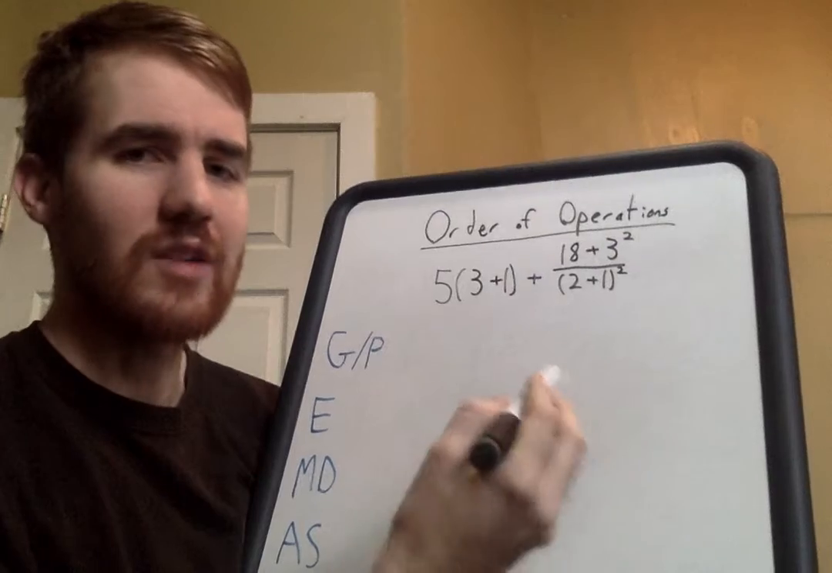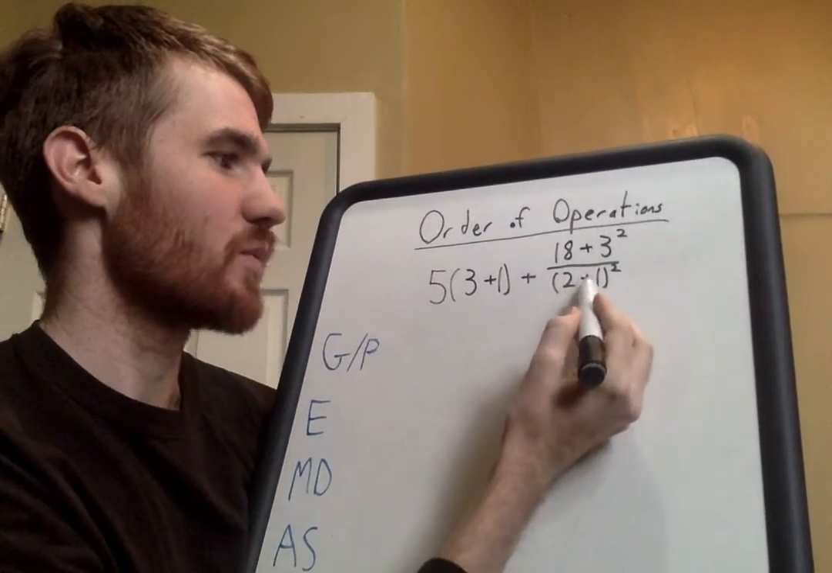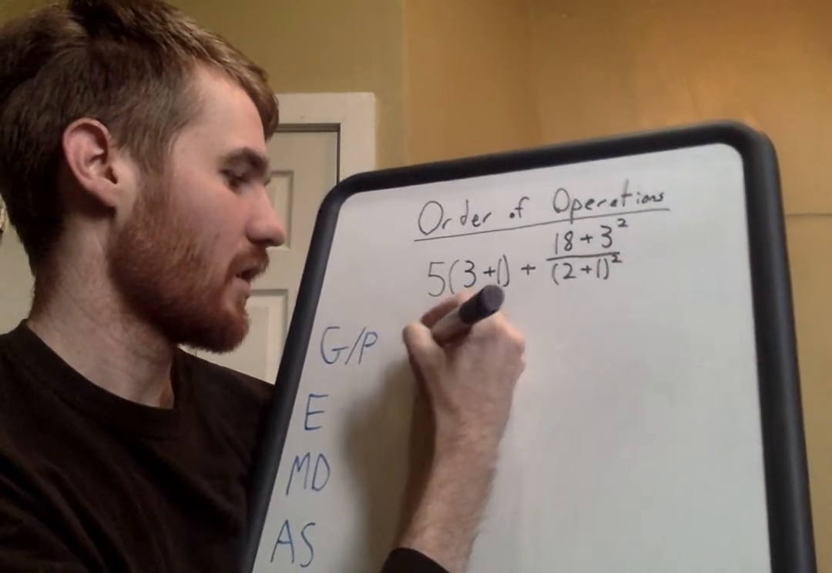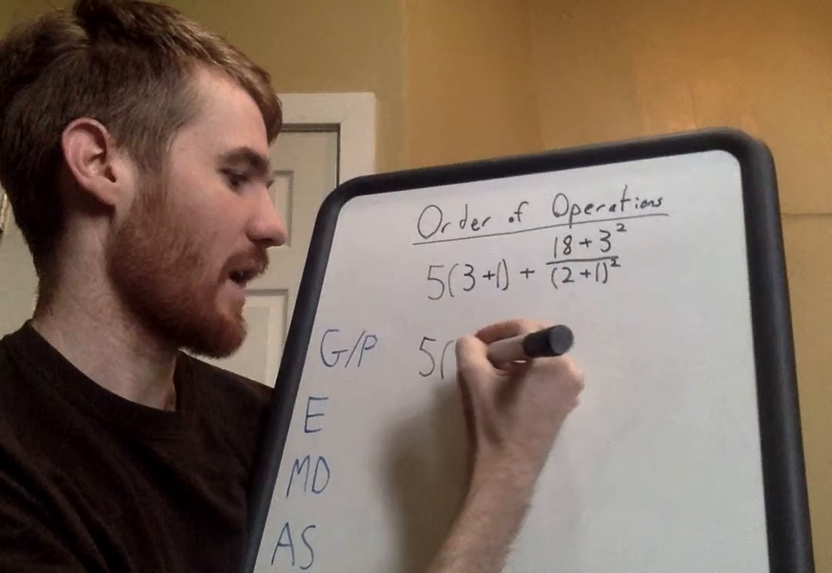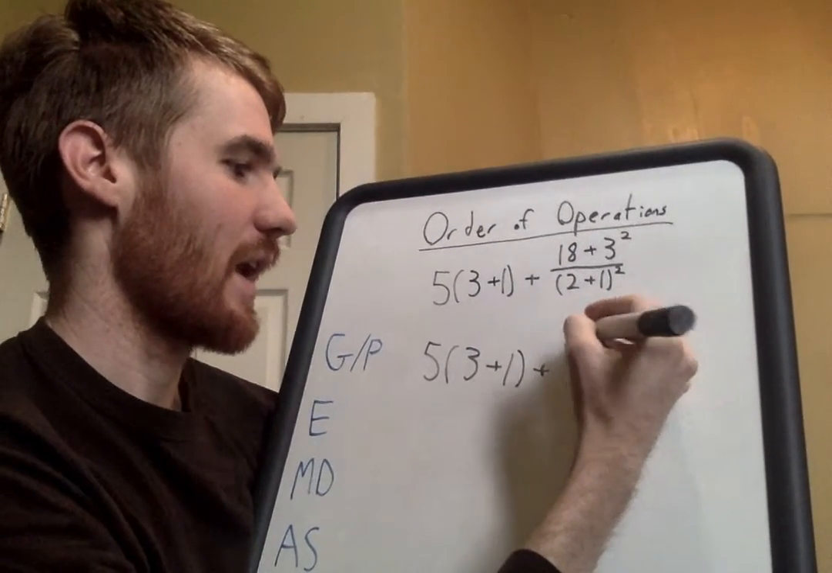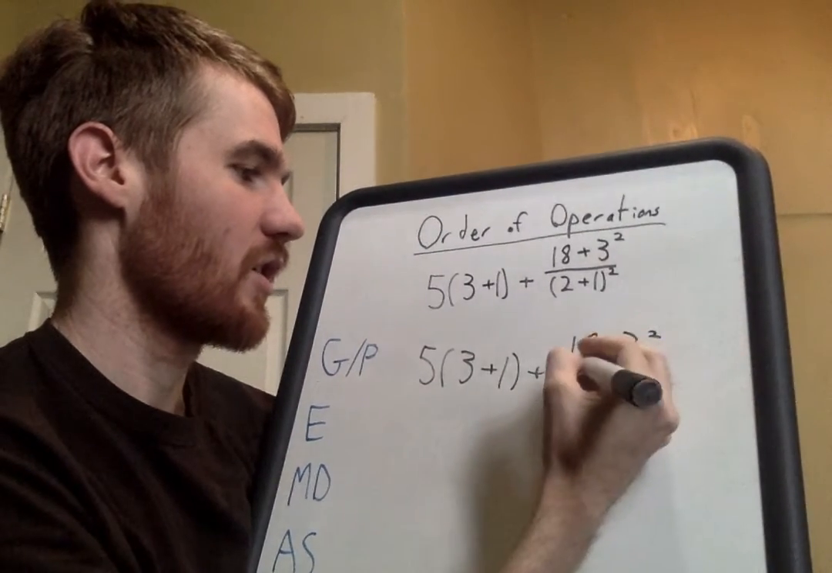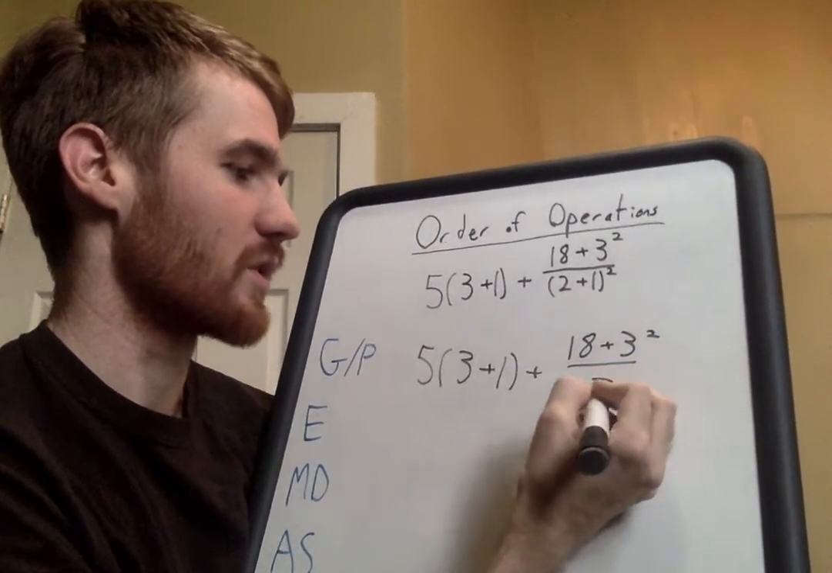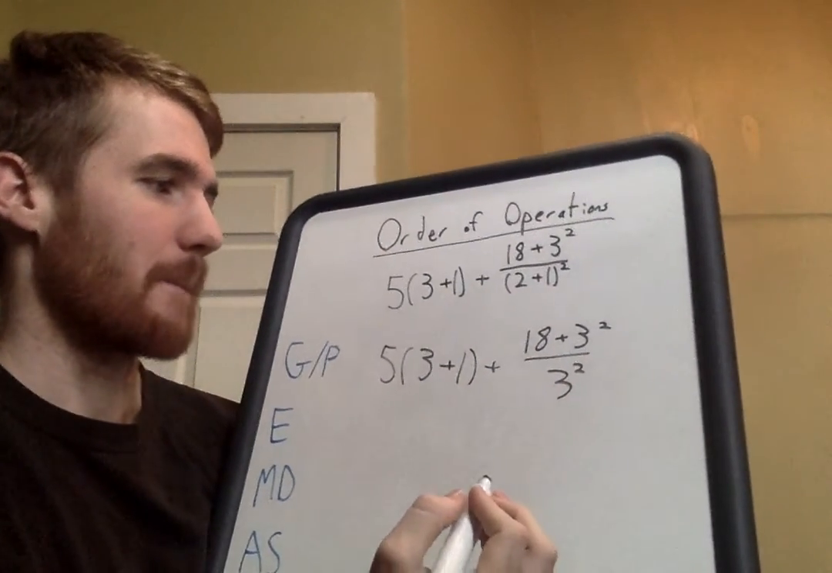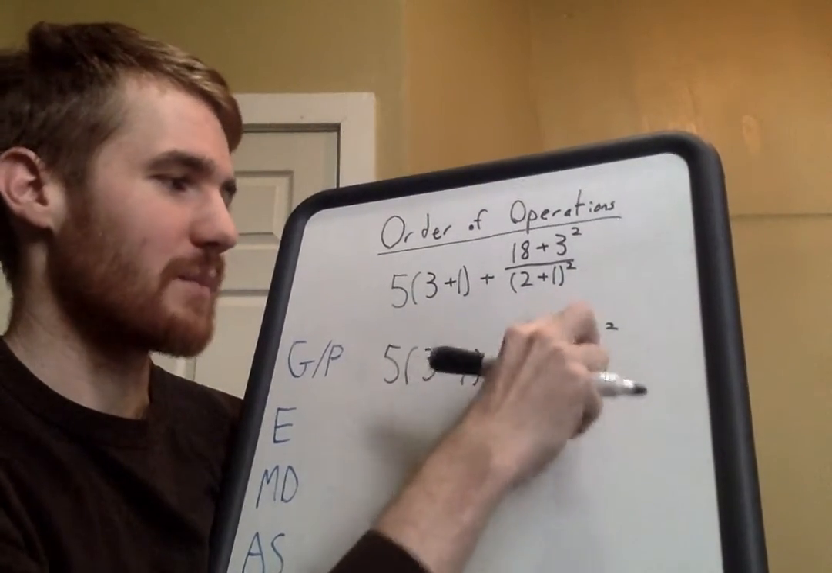First, we're going to do any grouping symbols within this. And so the only one we have here is 2 plus 1. So that 2 plus 1 becomes 3. So I'm going to go ahead and carry the rest of this down. We've got 18 plus 3 squared over 2 plus 1, which is 3 squared. Now, we'll go ahead and continue to simplify within here because this is all a grouping symbol on its own.